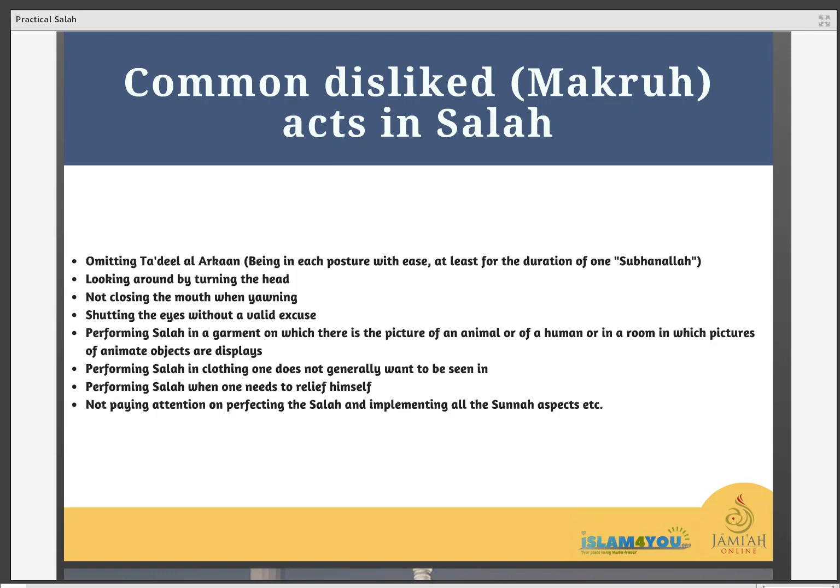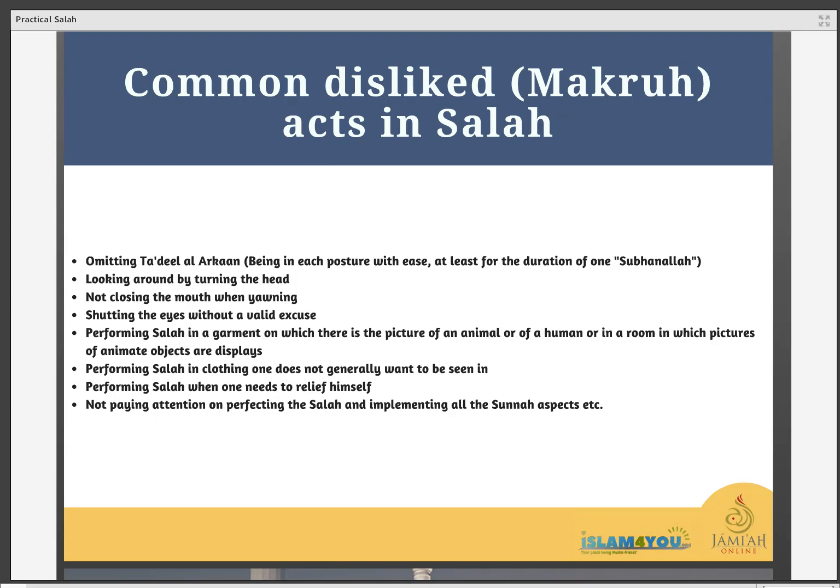What do we mean by disliked or makruh? It means that the person's prayer is accepted, however, there is a lack in reward and in spiritual effect of that prayer. Then the next is looking around whilst turning the head. So if a person's eye moves around without the movement of the head, it is not ideal, but it is still fine. It becomes disliked when a person's head moves around.